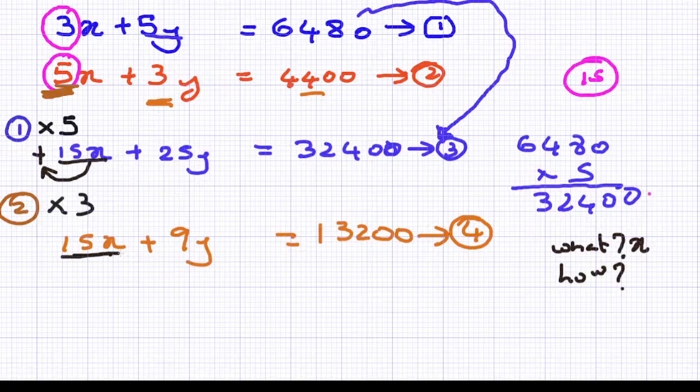What's this orange color 15x's sign? It is also plus. So both these 15x's got plus as their signs. So it's the same signs. So when we have the same signs, what do we do? We subtract. So we are going to do equation 3 minus 4, or the other way around, 4 minus 3, up to you. I'll do 3 minus 4.